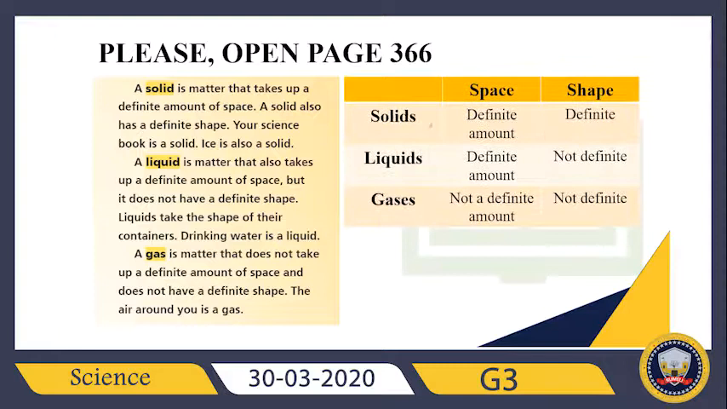Let's check our graph. For solid, what do we say? Solids have a definite amount of space and a definite shape. What about liquids? Liquids have a definite amount of space, but they don't have a definite shape. What about gas? Gas doesn't have a definite amount of space, and gas doesn't have a definite shape, right? So you can remember this graph.